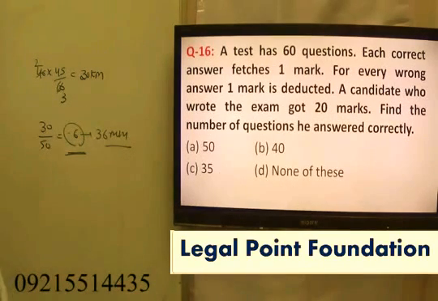Next we have question number 16 here. Equation based question. A test has 60 questions. Each correct answer fetches 1 mark. For each wrong answer 1 mark is deducted. A candidate got 20 marks. Find the number of questions he answered correctly.